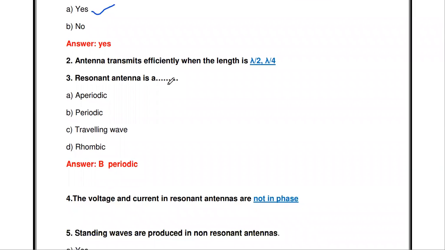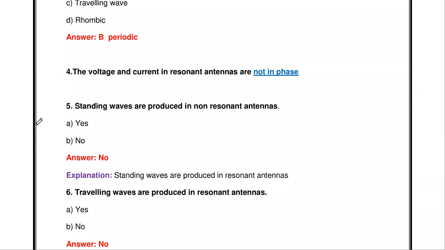Then the resonant antenna is a dash: aperiodic antenna, traveling wave antenna, rhombic antenna. The resonant antenna is a periodic antenna type. Then the voltage and current in resonant antennas are dash. Usually we say that at a resonant frequency the voltage and current are in phase. But in a resonant antenna the voltage and current are not in phase. This is the important thing you should remember.